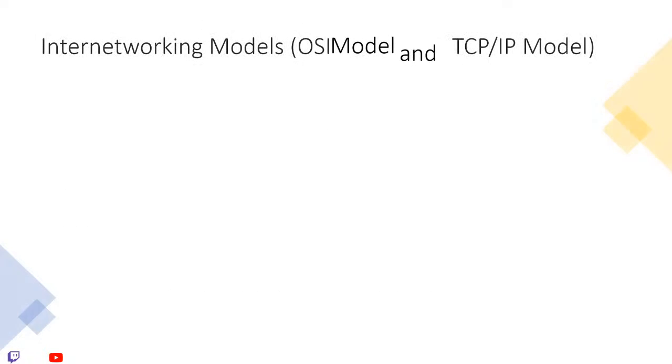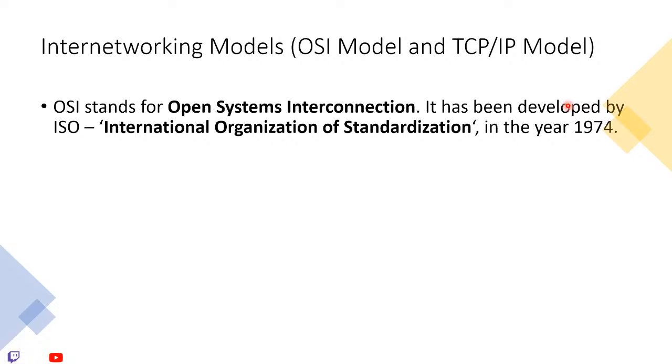So now internetworking models: the OSI model and the TCP/IP model. OSI stands for Open System Interconnection. It was developed by ISO, the International Organization for Standardization, in the year 1974.